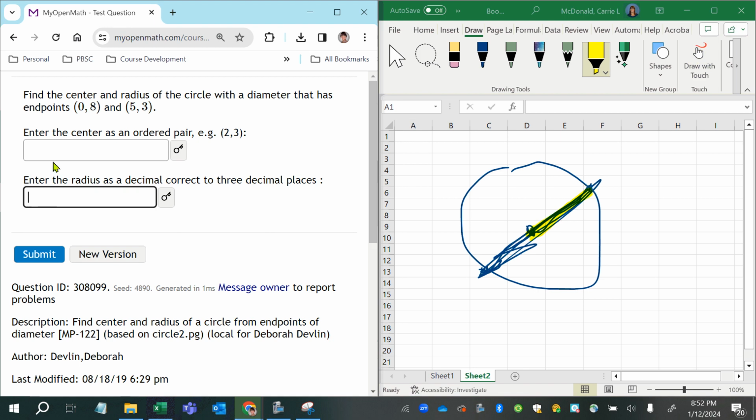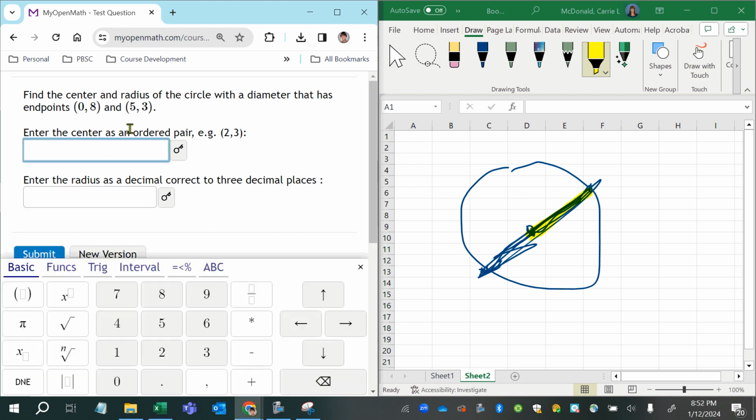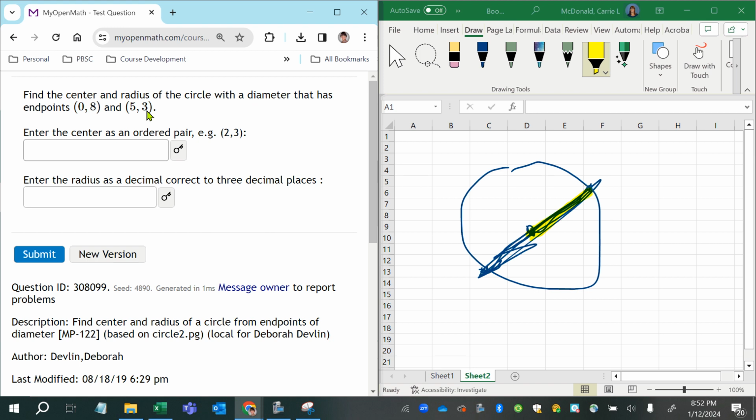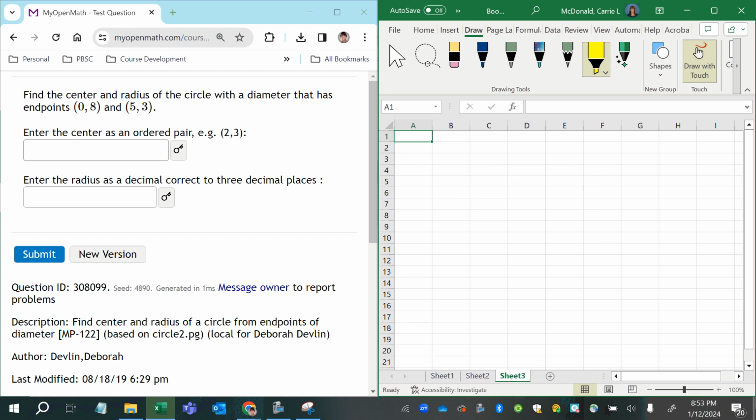Another way you could do it is once you know what the center is, you could use the center with one of these other points in the distance formula to find the distance between the center and the point on the circle. Okay, so that is the rundown of what we're going to be doing. So let's go ahead and put it all together.